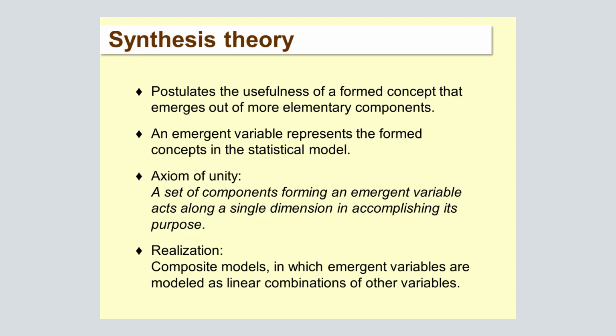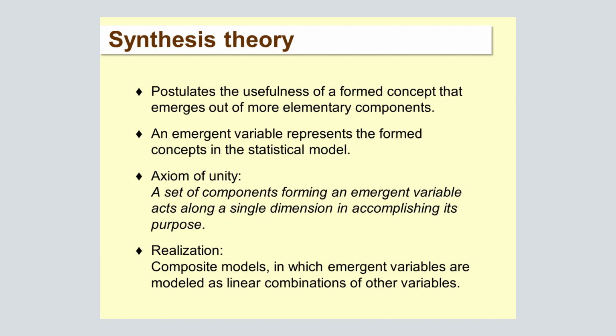Synthesis theory comes into play as an auxiliary theory if we have concepts that can be designed, created, or engineered. Synthesis theory postulates the usefulness of a formed concept that emerges out of more elementary components. In synthesis theory, we don't work with latent variables, but with emergent variables. And an emergent variable represents the formed concepts in the statistical model. The axiom of unity is at the core of synthesis theory. It says a set of components forming an emergent variable acts along a single dimension in accomplishing its purpose.